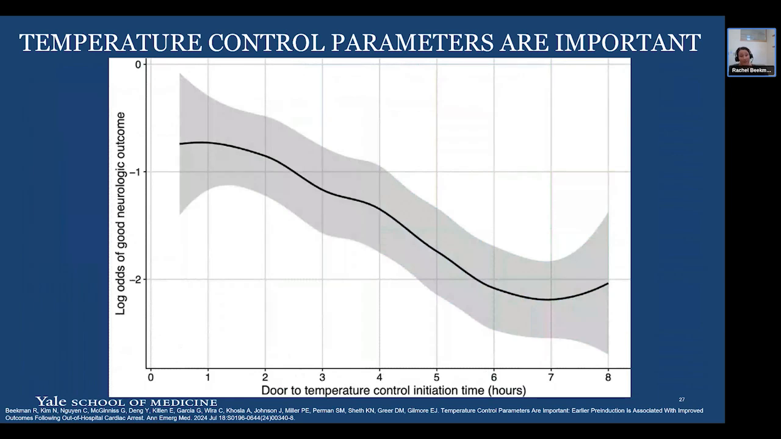As you can see in this figure, we identified a linear association between pre-induction time and the log odds of good neurologic outcome. In fact, each hour delay in the time to initiate a temperature-controlled device was associated with a 20% decrease in odds of good neurologic outcome and a 16% decrease in odds of survival to hospital discharge.